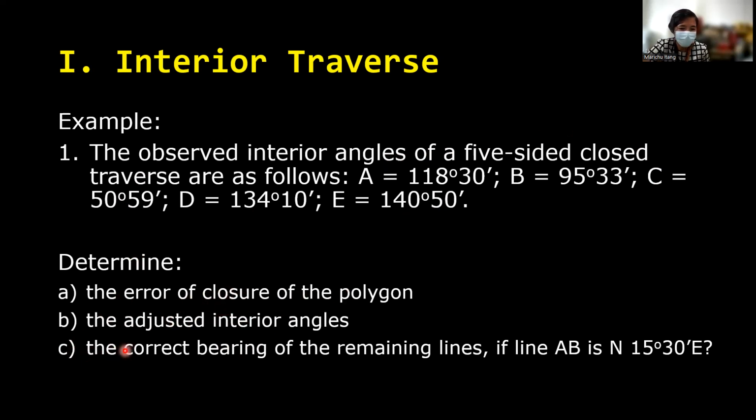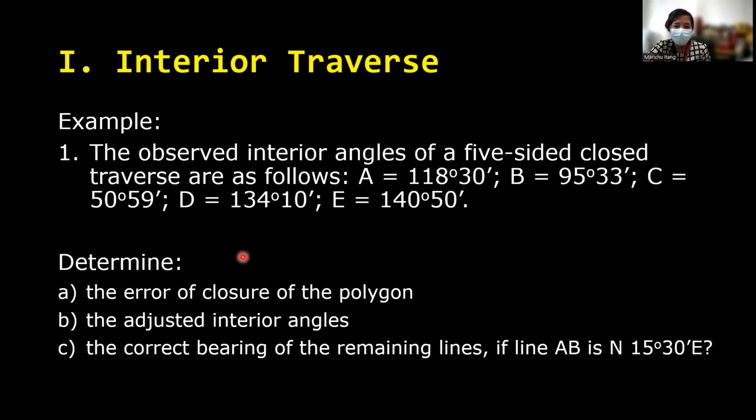Then for letter C, we are required to correct the bearing of the remaining lines if line AB is north 15 degrees 30 minutes east. So we need to determine the bearing of each line. Since we have no bearing here, we don't measure the bearing since our method is through interior angle, we need to determine the bearing of each line using the interior angle.